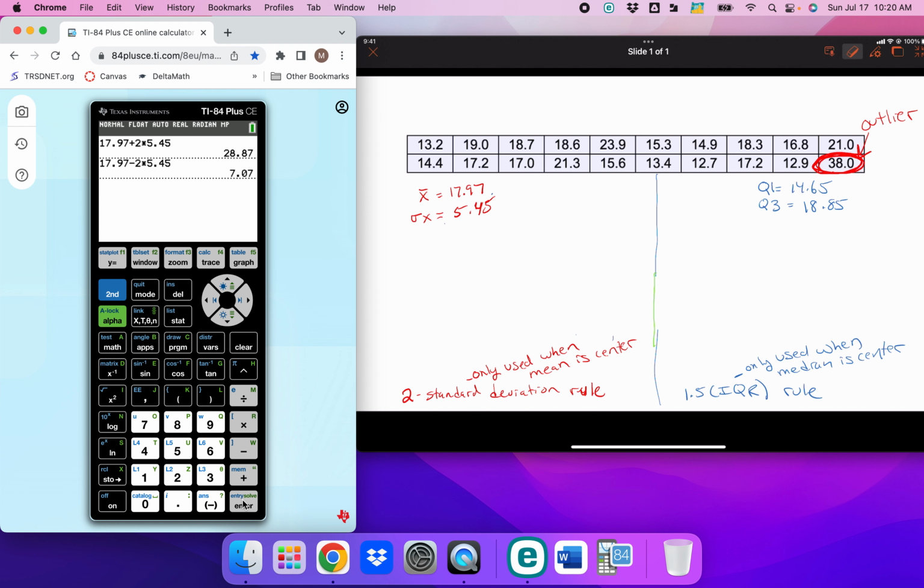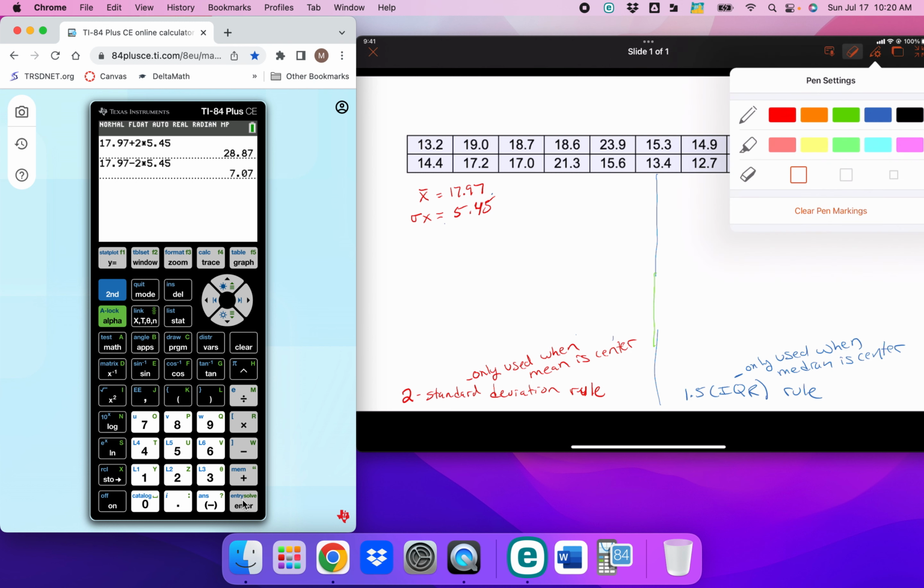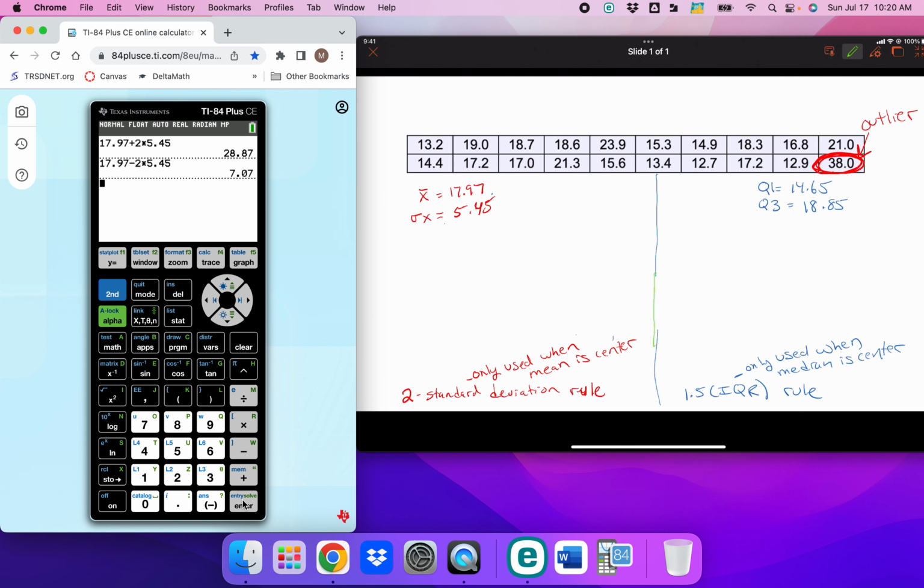So I can do this. I can find the z-score of 38, and if that number is greater than 2 or less than negative 2, it is an outlier. That's basically using the standard deviation rule, but it's kind of using it backwards. So let's take a look at what the z-score of 38 would be. If I take 38 minus 17.97, remember this is how we calculate our z-score, and divide it by my standard deviation. Remember, a z-score is the x value minus mu over standard deviation.